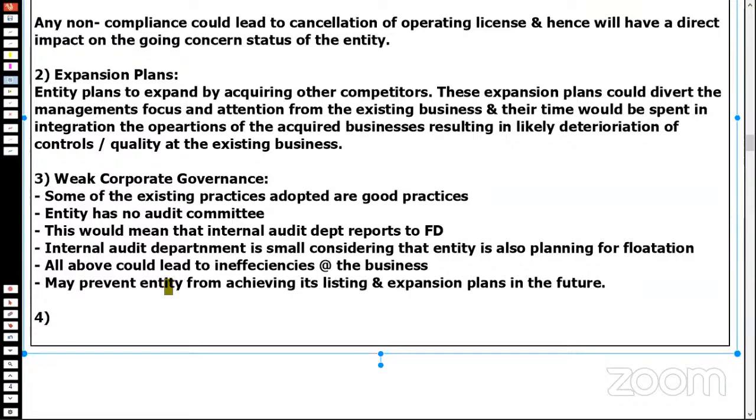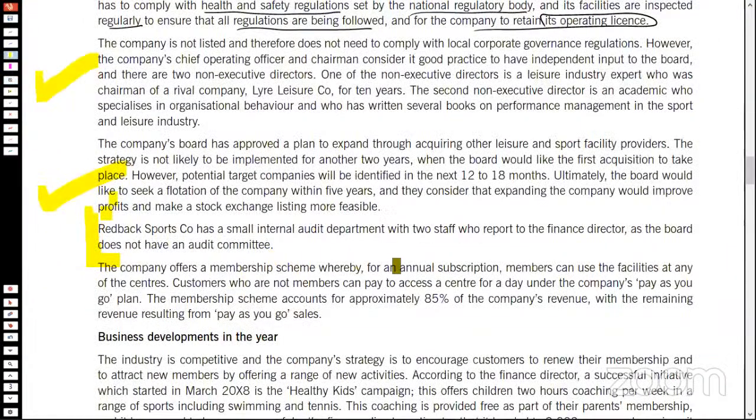the next point is that it says the company offers a membership scheme whereby for an annual subscription, members can use the facilities at any of the centers. Customers who are not members can pay to access a center for a day under the company's pay as you go plan. Membership scheme accounts for approximately 85% of company's revenue, with the remaining revenue resulting from pay-as-you-go sales. Now, what could possibly happen with this pay-as-you-go plan is that the existing members may not be happy with this.